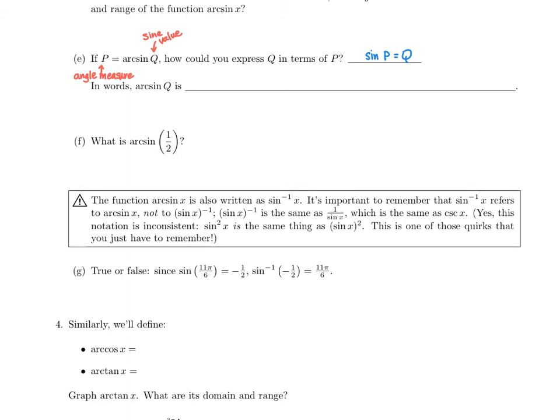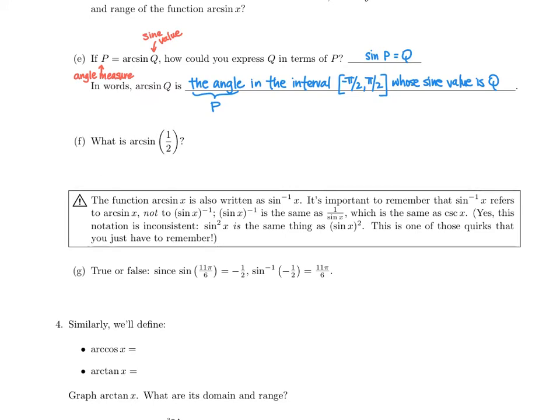So it says in words, arc sine Q is the angle, but it can't be just any angle. It's going to be the angle that lands within the range of arc sine that we deduced on the previous page. So it's going to be an angle between negative pi over 2 and positive pi over 2, including those endpoints, whose sine value is Q. So let's take a look at F. It says, what is arc sine of 1/2?